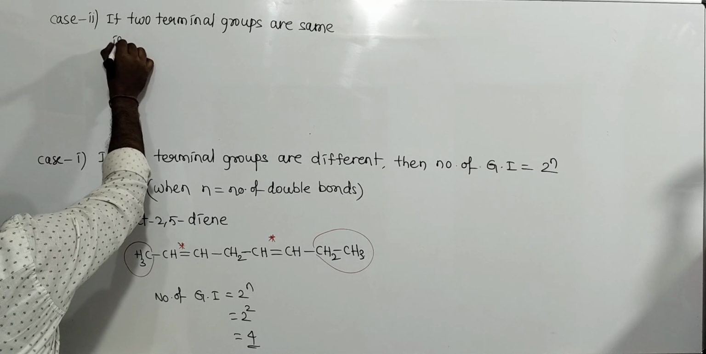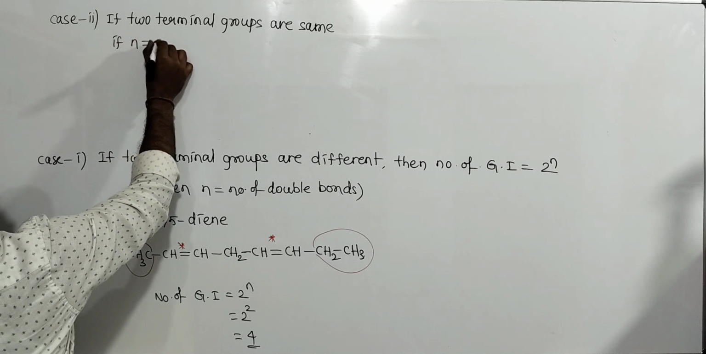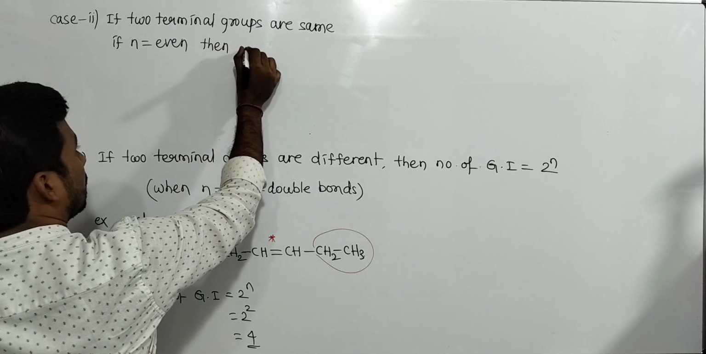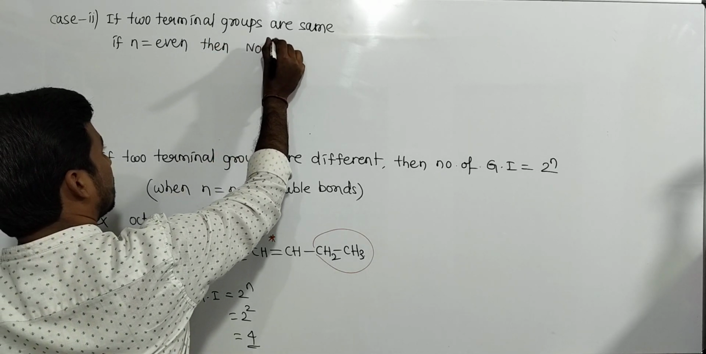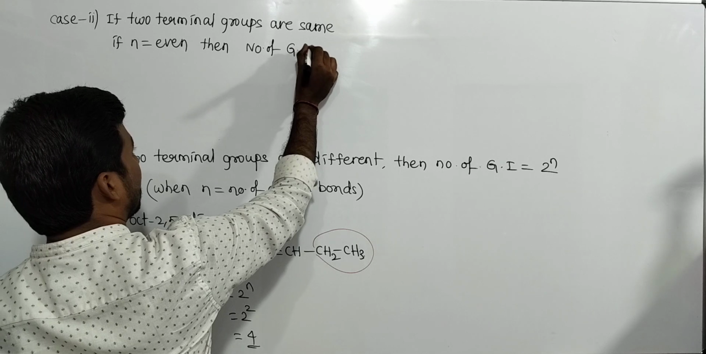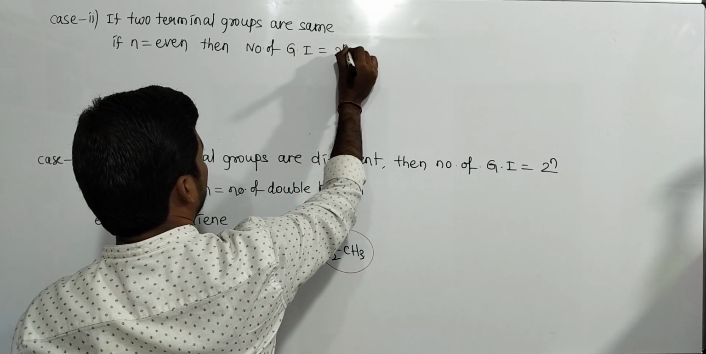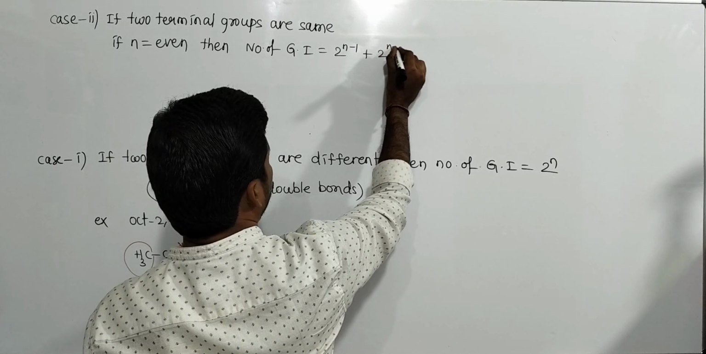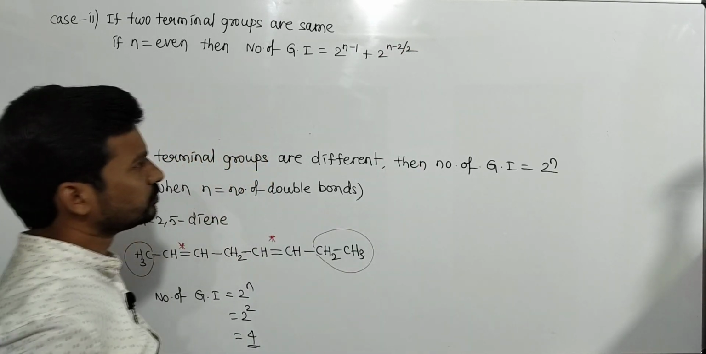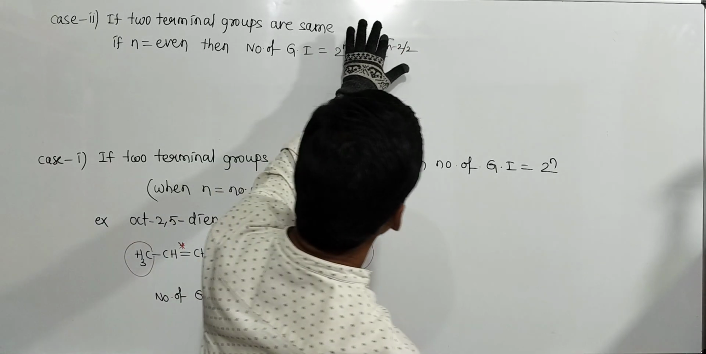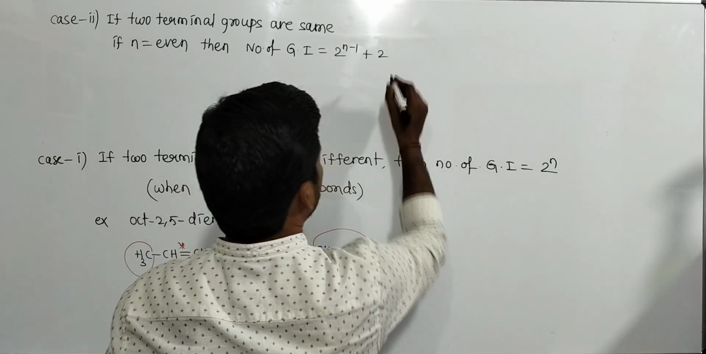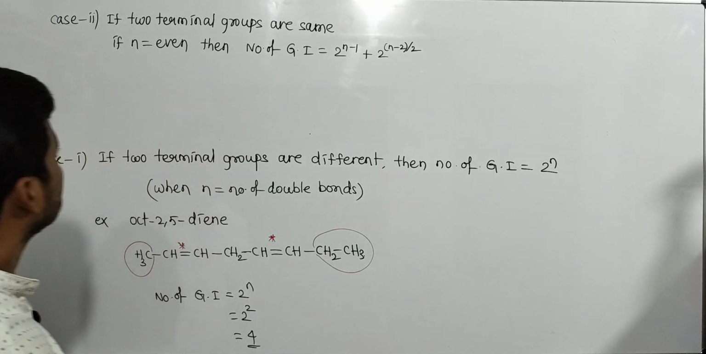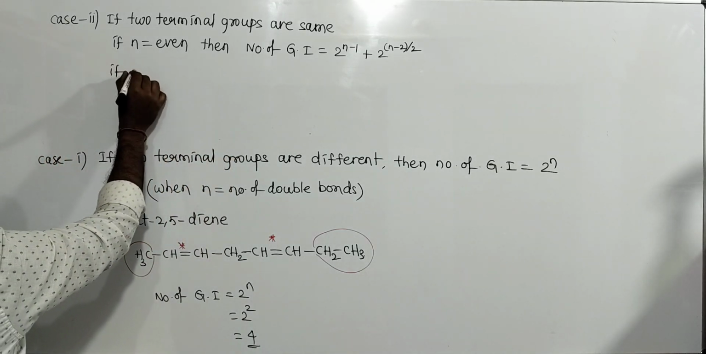Here again, if n is even, then the number of geometrical isomers is equal to the formula 2 power n minus 1 plus 2 power n minus 2, whole by 2. If n is even, that formula.